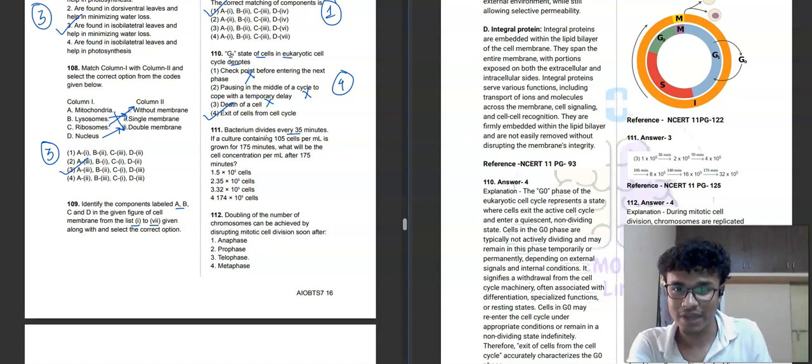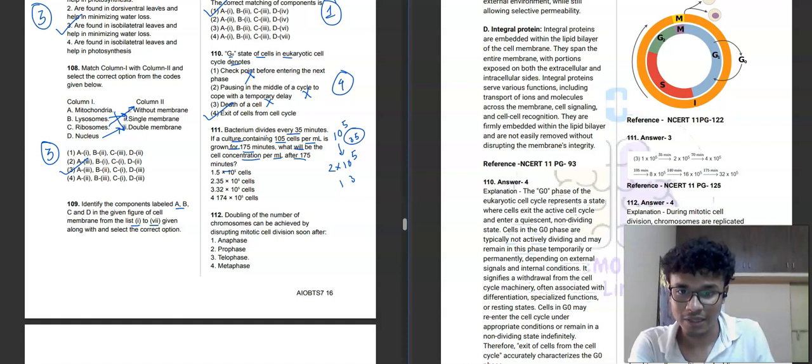A bacterium divides every 35 minutes, with a culture containing 10 to the power 5 cells per ml, grown for 175 minutes. What will be the cell concentration per ml after 175 minutes? Let's understand this. We know that a bacterial cell doubles every 35 minutes. So this will be 2 times 10 to the power 5 in 35 minutes.